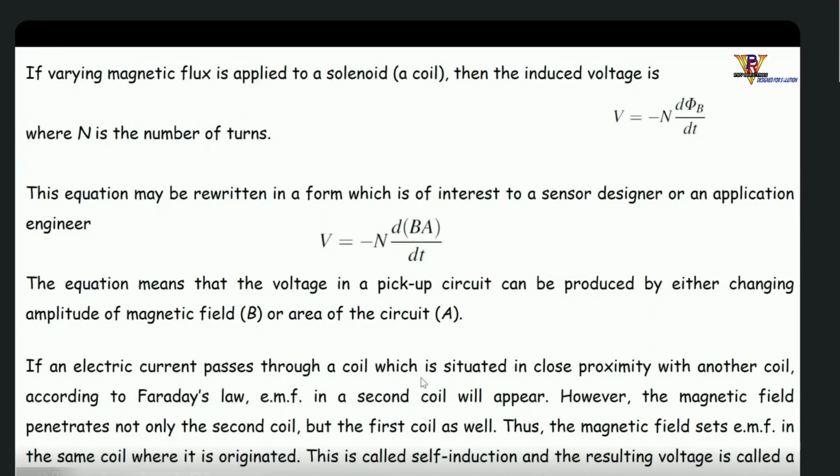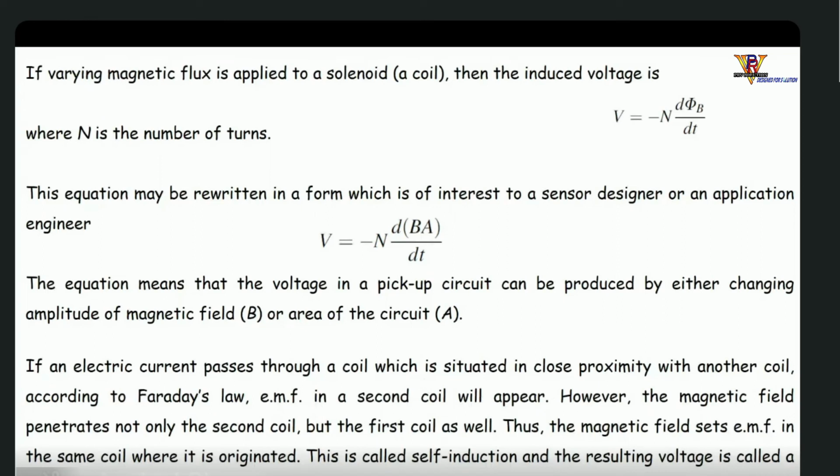Why does it appear? Because a current carrying coil will produce a magnetic field, and that magnetic field will definitely cross the second coil. And as I said earlier, when a current carrying coil can produce a magnetic field, magnetism can also produce a current. So this changing magnetic field in the second coil produces an electric voltage. So that is the principle.